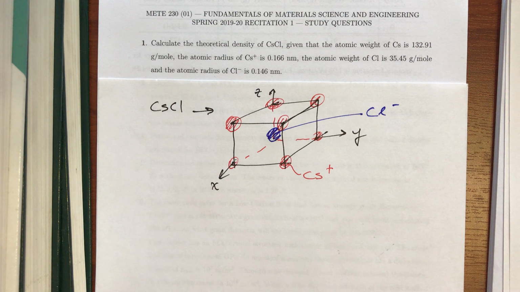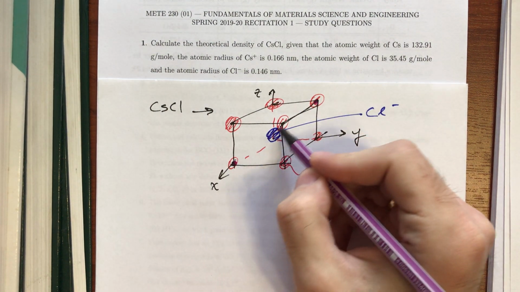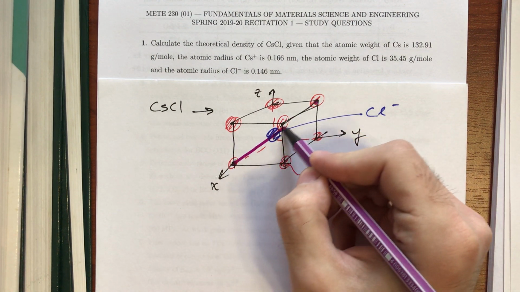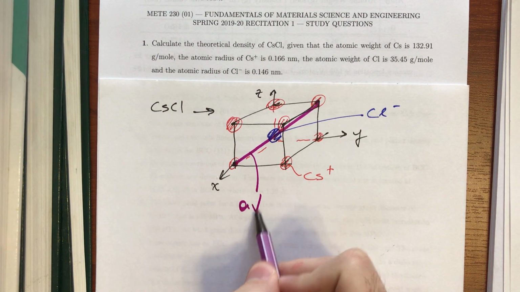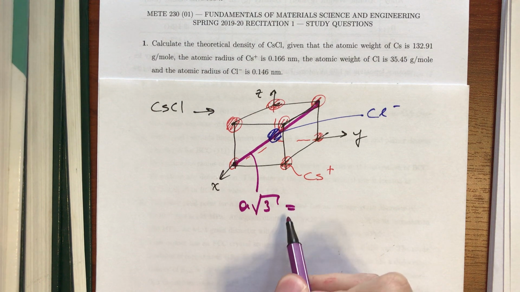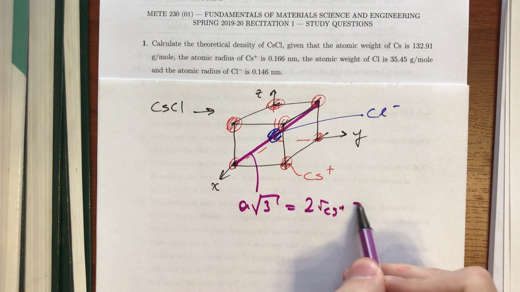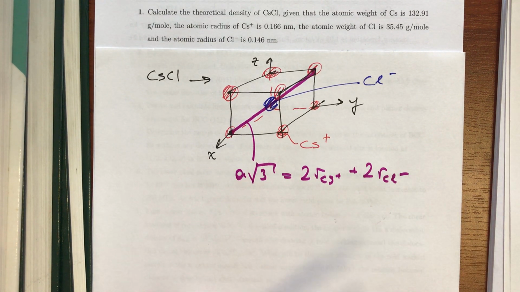So the geometric relation for this structure, if you observe between these two opposite corners of the cube, if you draw the body diagonal in 3 dimensions, you will see that a square root 3 is going to be equal to 2 times the radius of the cesium ion plus 2 times the radius of the chloride ion. Where did we get this a square root 3?